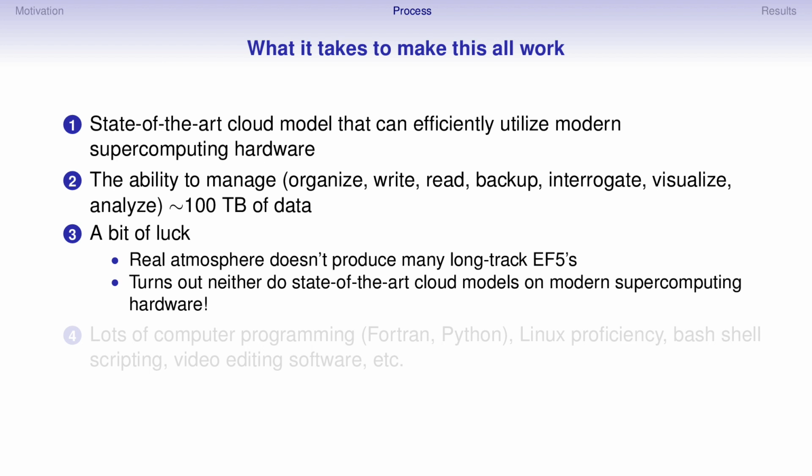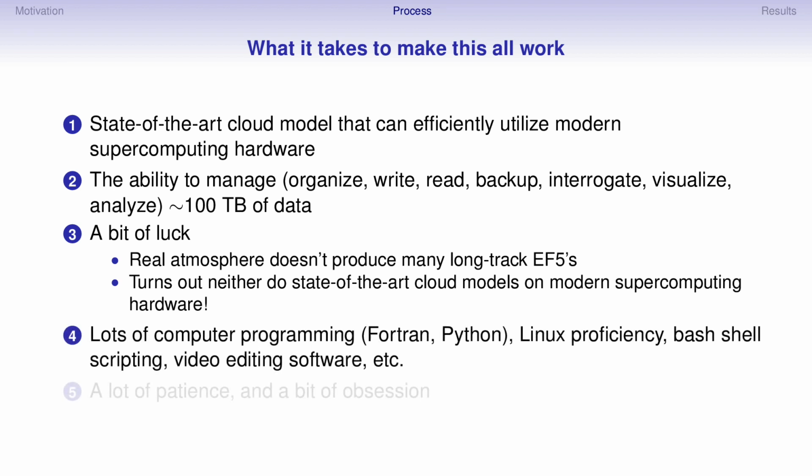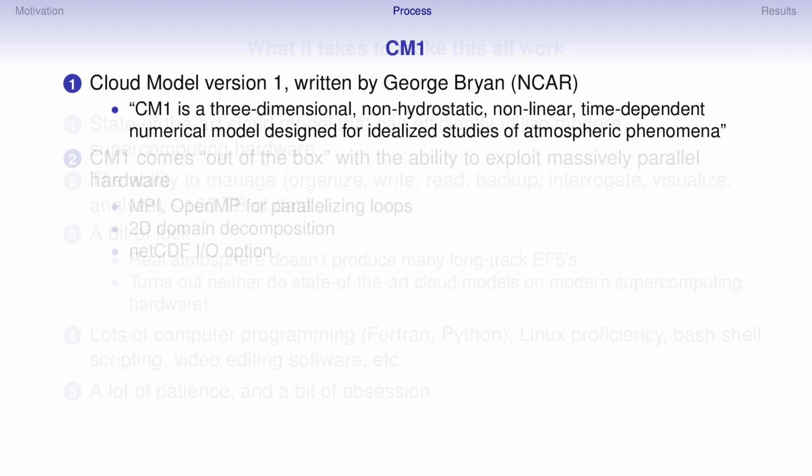You need a bit of luck, just like you do in the real atmosphere. If you're going to go chase, you don't always get to order your long-track EF5, right? The same paucity of long-track EF5s is in the model, and that's probably good. That means the model is actually representing the regime pretty well. You need a lot of computing experience. So if you're undergrads or graduate students who want to do stuff like this, you really have to be good at computing, and you should probably like it as well. Fortran, Python, Linux, Bash shell scripting, video editing software, etc. A lot of patience and a bit of obsession. We're all meteorologists, we're all obsessed with the weather, so that problem's already taken care of. So CM1, this is George's definition of the model: it's a lot like WRF without all the extra stuff.